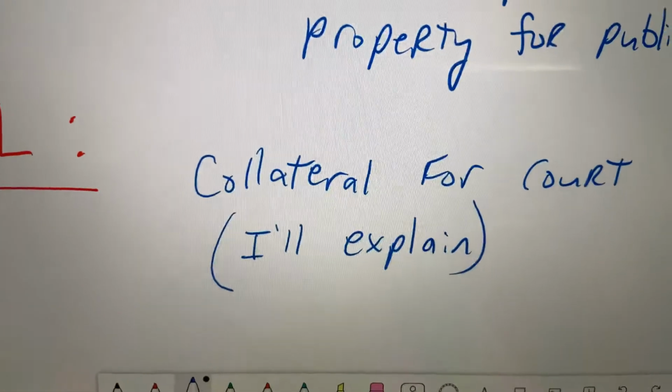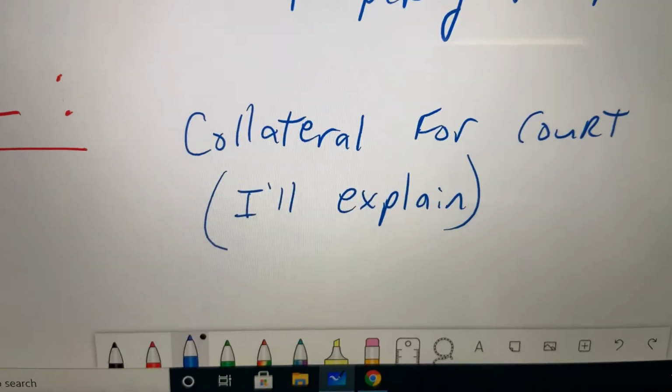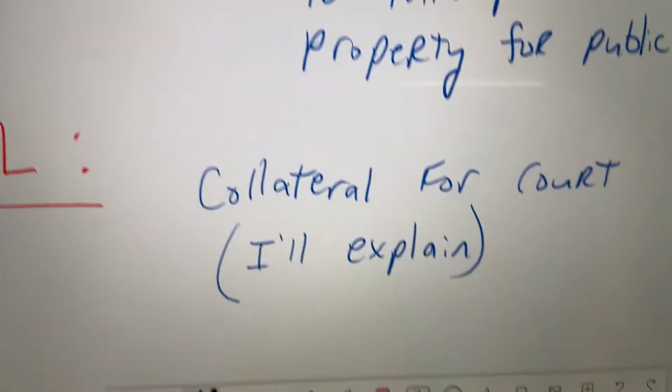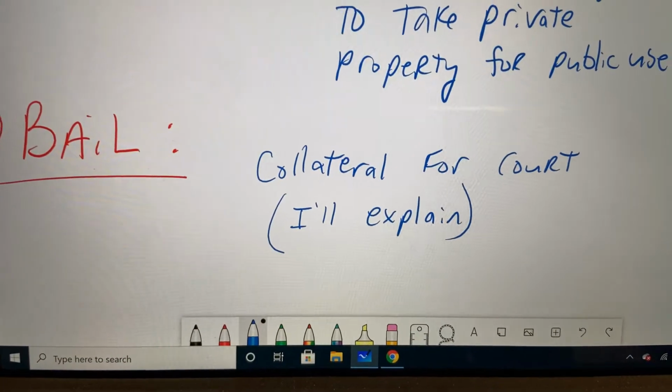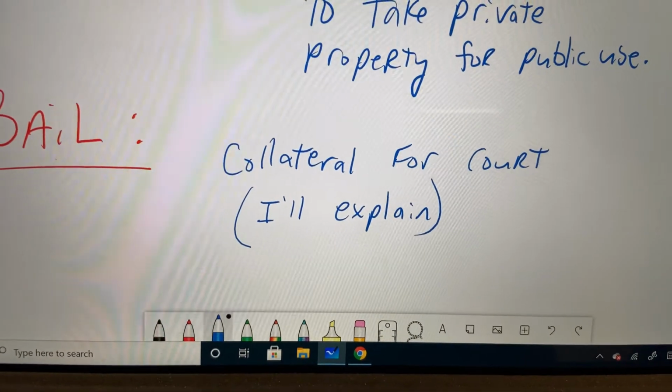And our last word is bail. Now, your definition for that is collateral for court, and it says, "I'll explain." So you might want to pause me, write that down, collateral for court. And now I shall explain.